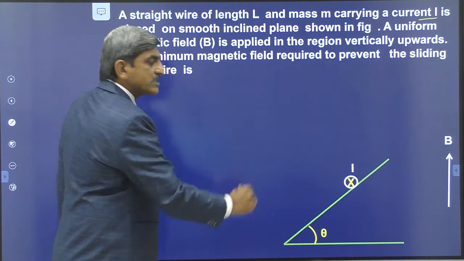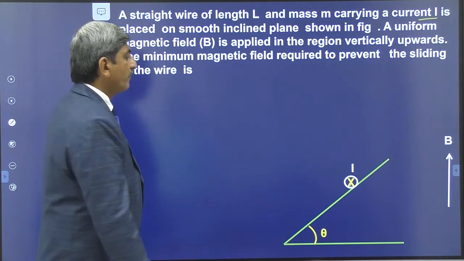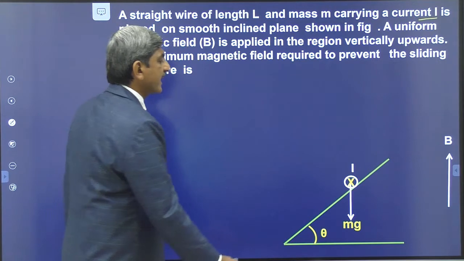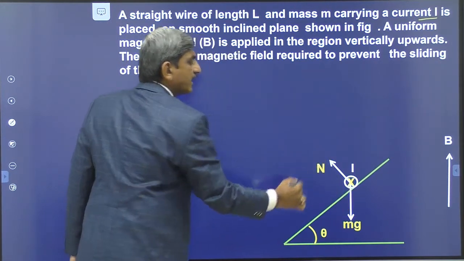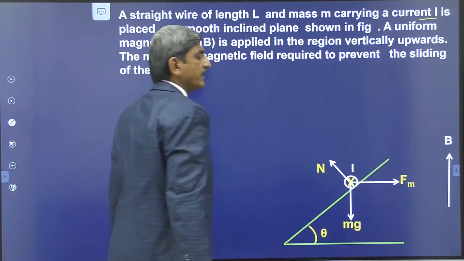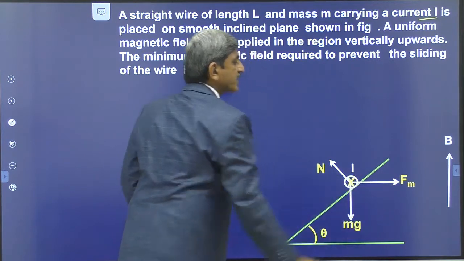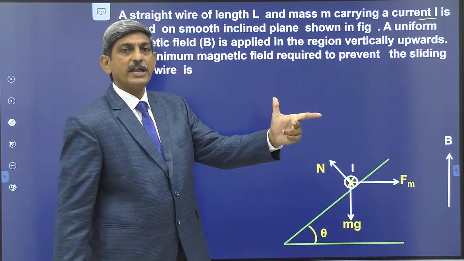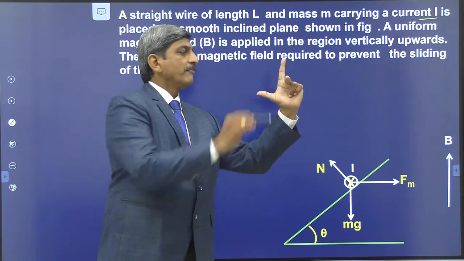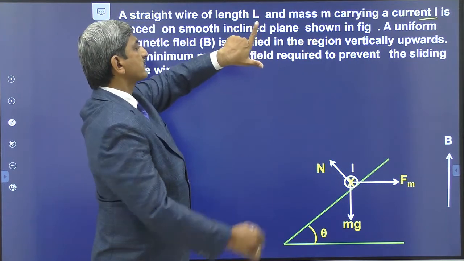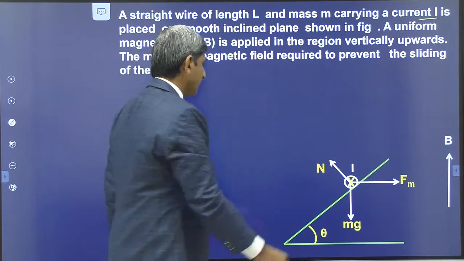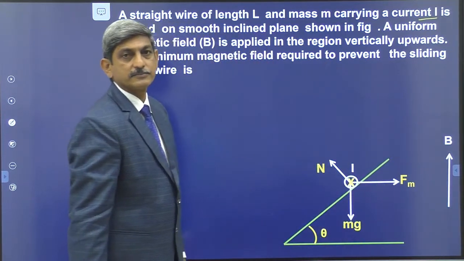Now, basically, what are the forces acting on the wire? We know that the weight of the wire is always acting vertically downwards. The second one is the normal force applied by the plane on the wire. The third one is the force applied by the magnetic field on the wire. Here, the direction of this force can be decided again by means of Fleming's left hand rule. Okay? The magnetic field is acting in a vertically upward direction, whereas the current is entering into the board like this. That's why the direction of the force is in the horizontal direction towards the right side. That's why this is the force due to the magnetic field.